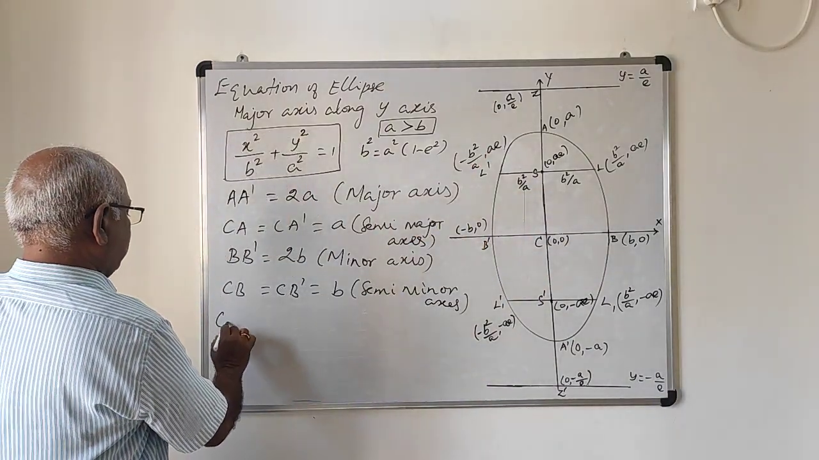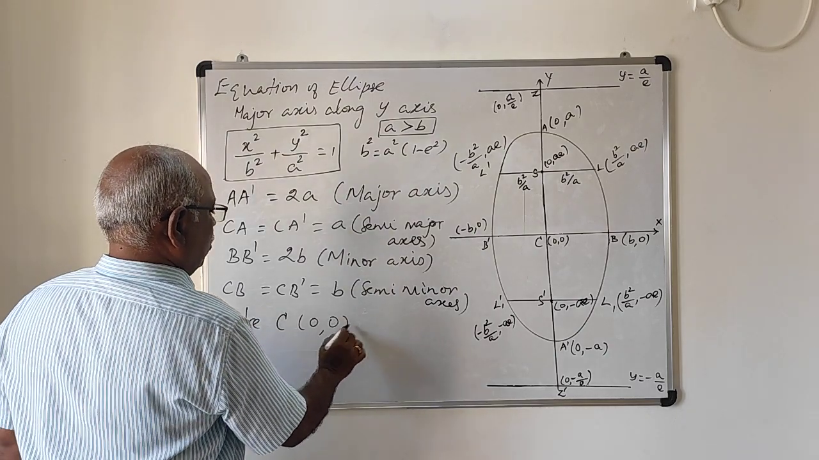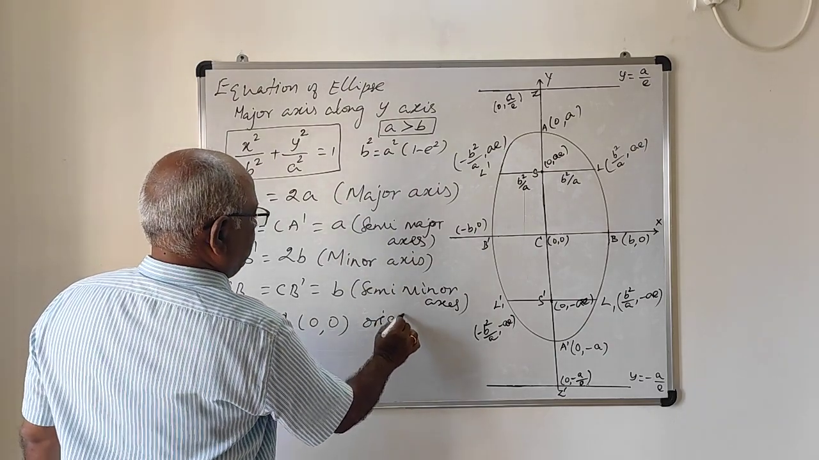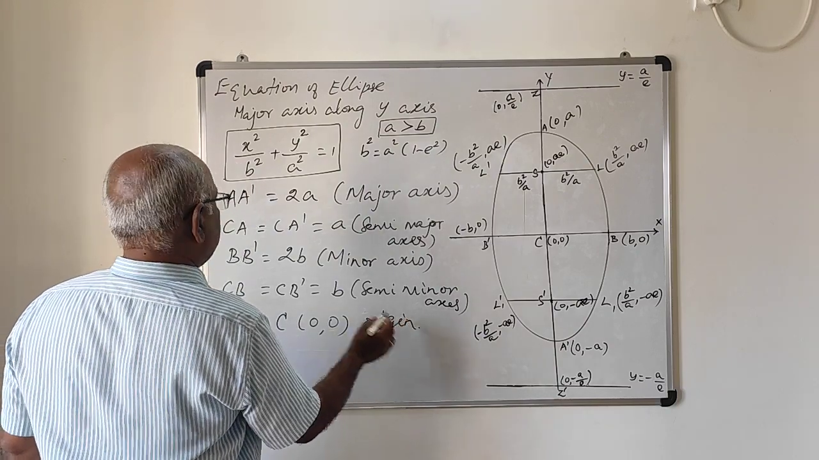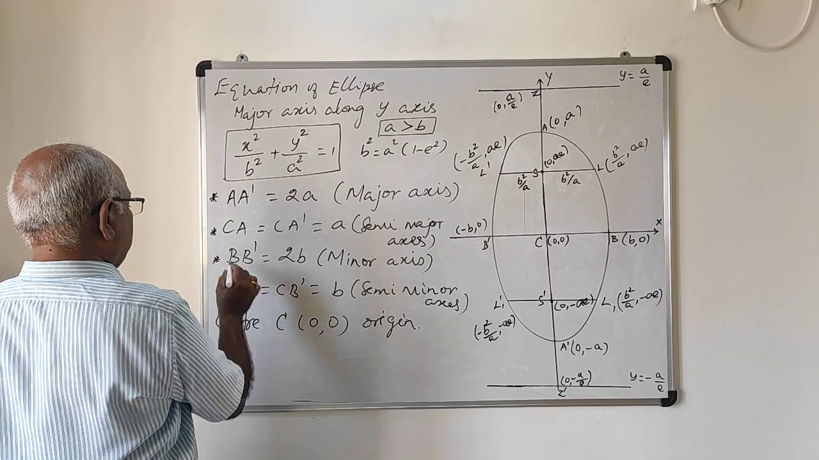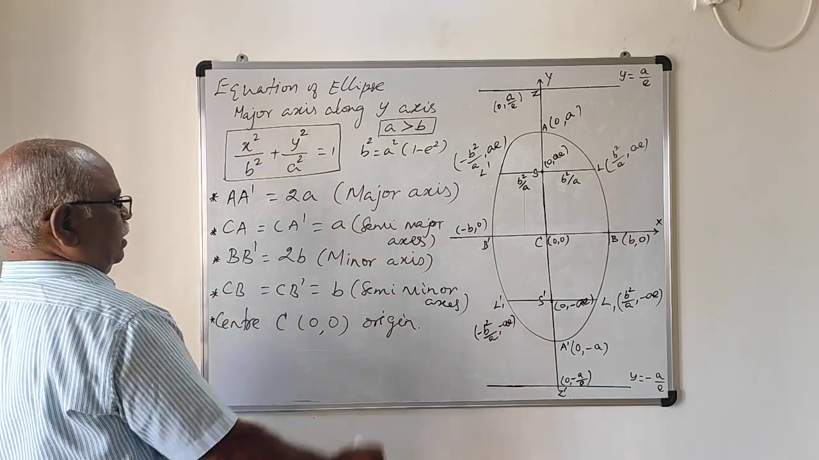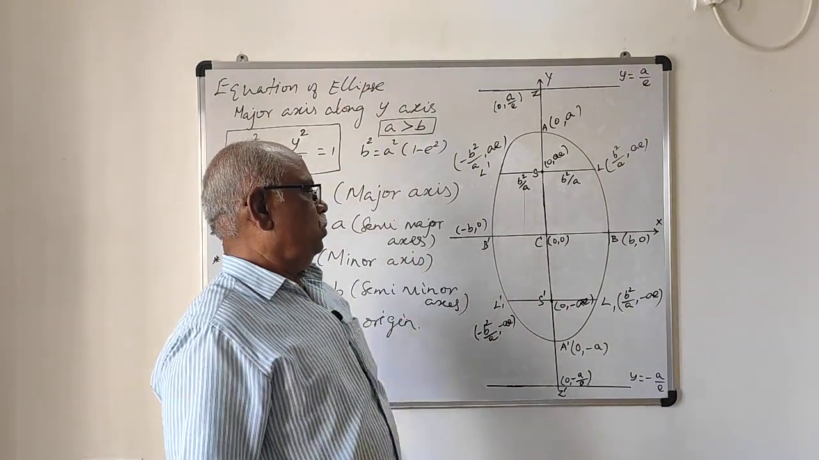Center of the ellipse, center C, is (0, 0), the origin. The center is the origin. See, these are the axes. These are the results you have to remember. And the center is the origin, (0, 0).